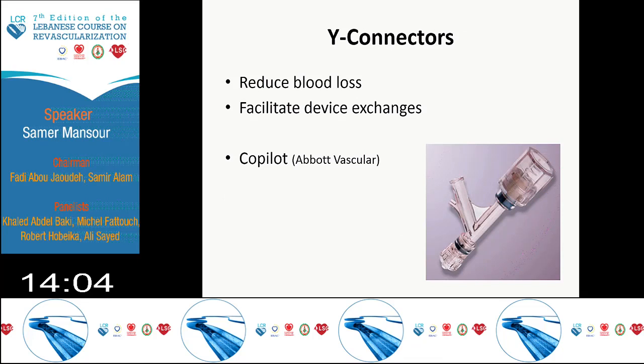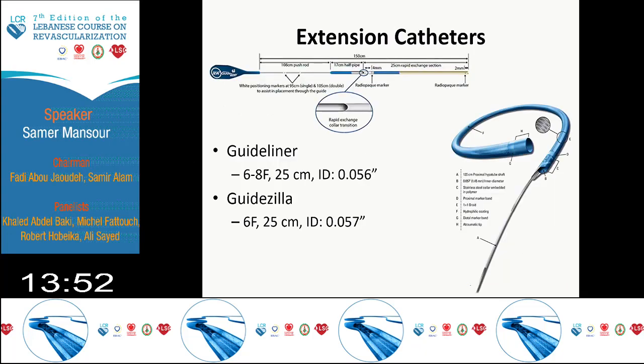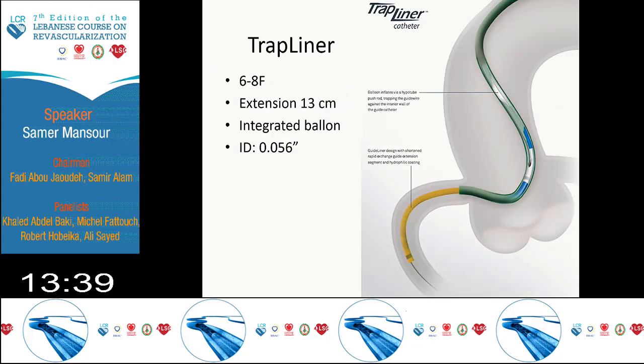Y connectors, we use more Y connectors with hemostatic valves, such as the Co-Pilot from Abbott Vascular, because it will reduce the amount of blood you will lose in a long procedure and facilitate the device exchanges. Extension catheters, we have 2 of them. We have the GuideLiner, which exists in 6 and 8 French, 25 centimeter extension. We have the Guidezilla from Boston, 6 French, 25 centimeters also.